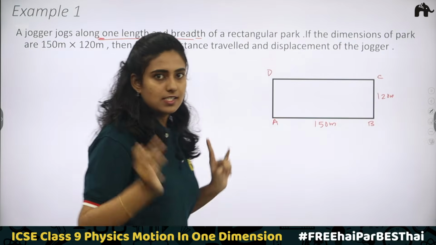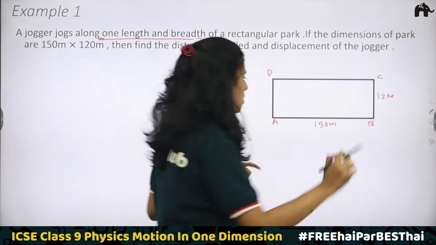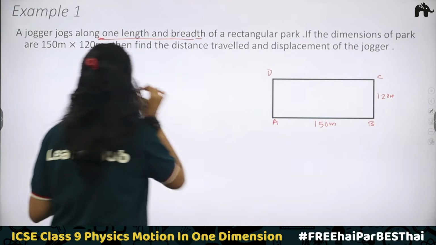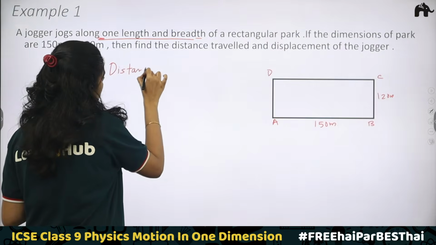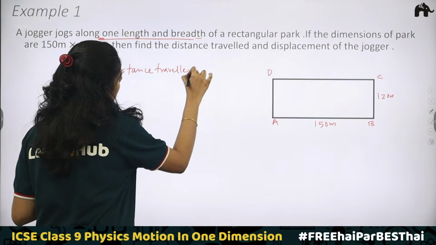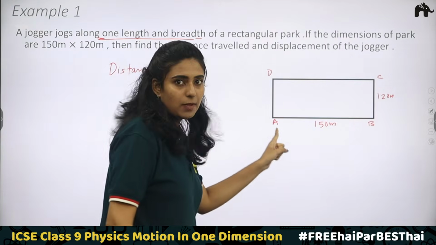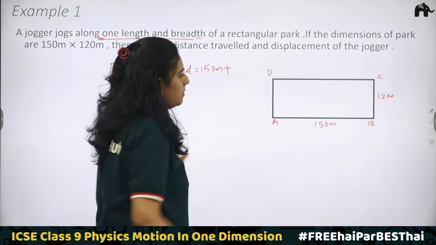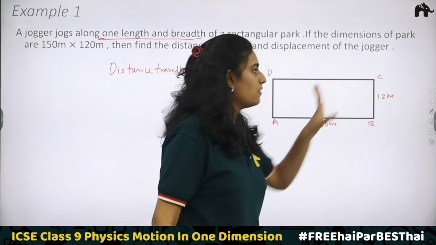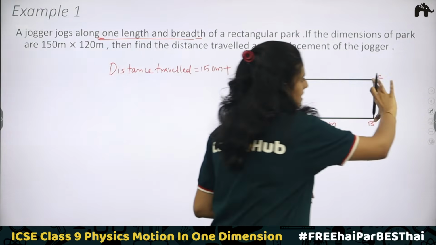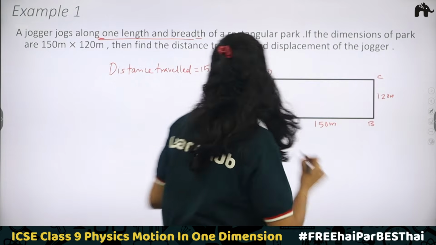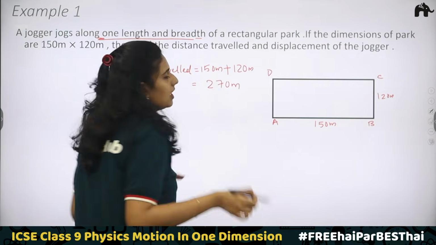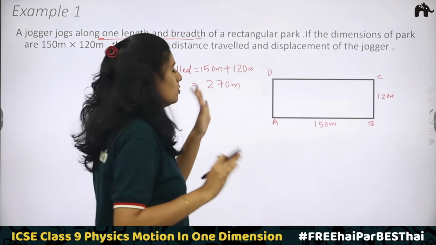Now, what is the total distance travelled? We have said that distance depends on the path followed and displacement does not. So first let us find the distance travelled. Distance travelled is equal to, first he starts from A, reaches B. What is the distance? It is 150 meter, plus from B he reaches C. C is his final position. First along the length and second along the breadth, so this is 120 meter. 150 plus 120 will be equal to 270 meters. So the total distance travelled by the jogger is 270 meters.